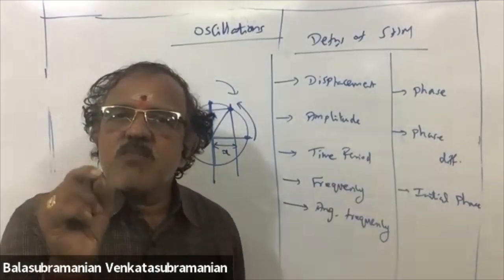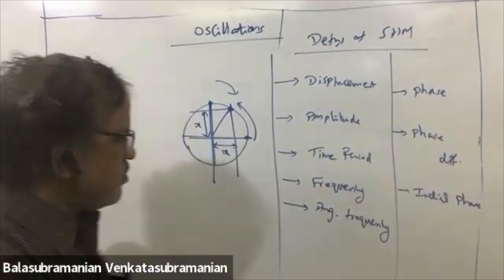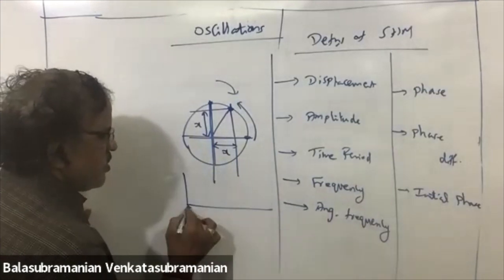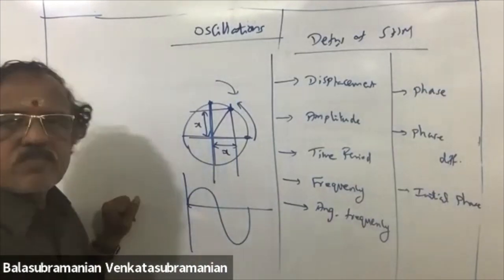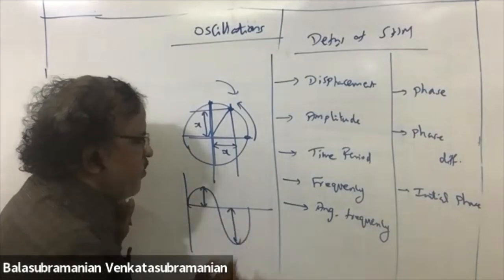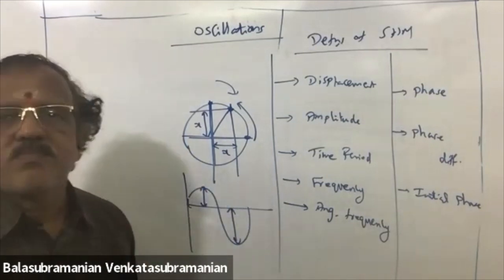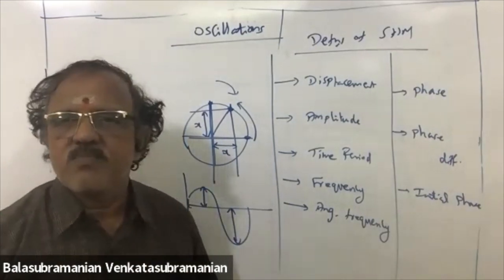Amplitude. Maximum displacement of the vibrating particle. Suppose this is a sine wave. Maximum displacement of the vibrating particle, we call it as amplitude. This one or this. Maximum displacement.